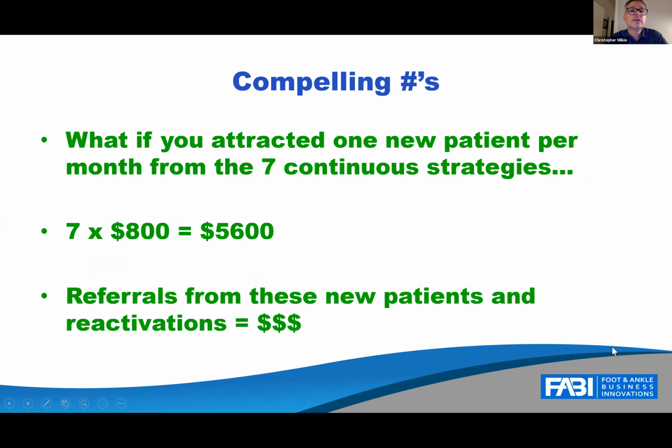So again, the compelling numbers. What if you attracted just one new patient per month from the 7 continuous strategies? Just one. And if you do this well and keep doing it and you're patient and consistent, chances are it can be more. So if we take the lowest number of the average revenue per new patient and say it's 7, one from each strategy, it's $5,600 in extra revenue in your business.